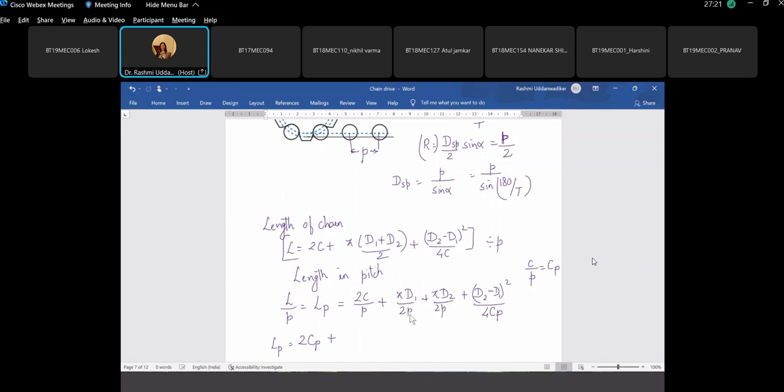What is pi d by P? Circumference measured in terms of P. No. For a gear, what is pi d by P? This is the number of teeth. This is T1 by 2 plus T2 by 2. This is the count of number of teeth.